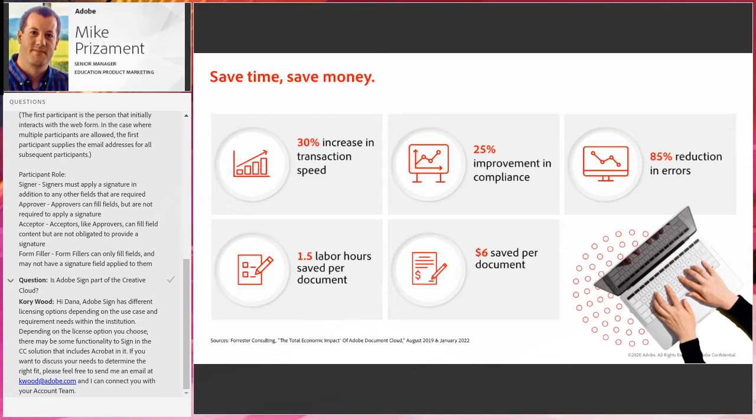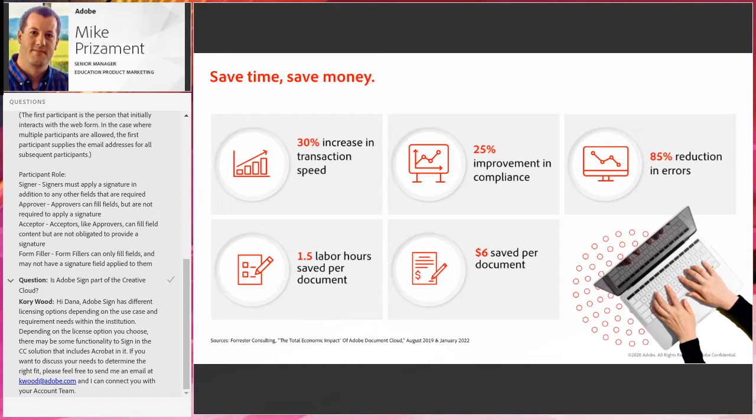So you can see that there's quite significant impacts in terms of transaction speed. So when we say transaction speed, that's how long does it take for me to get a paper document signed, filled out, and executed. So you can see at least a 30% increase in the speed of the time it takes to get these things finalized, 25% improvement in compliance, just because of the reduction in errors. In fact, another thing that we've measured, 85% reduction in errors when you're using paperless workflows.